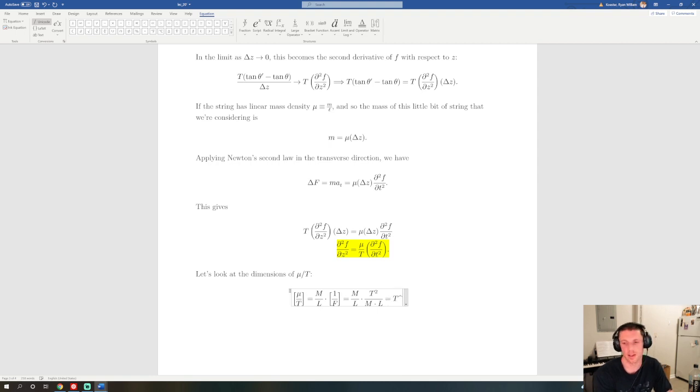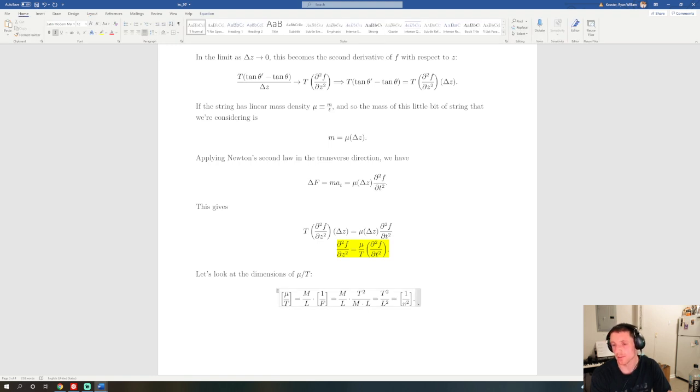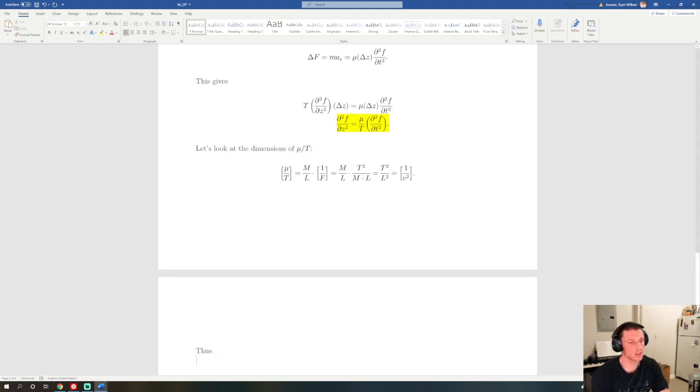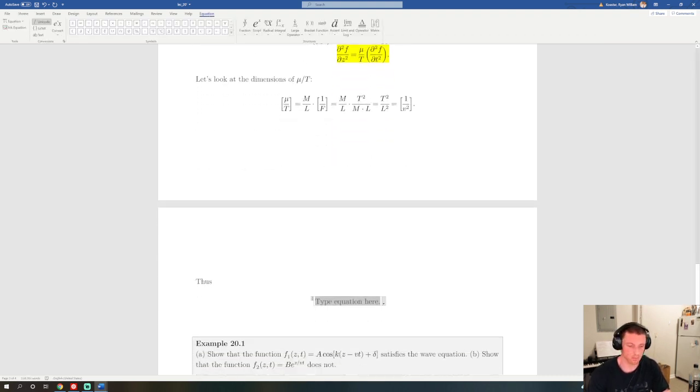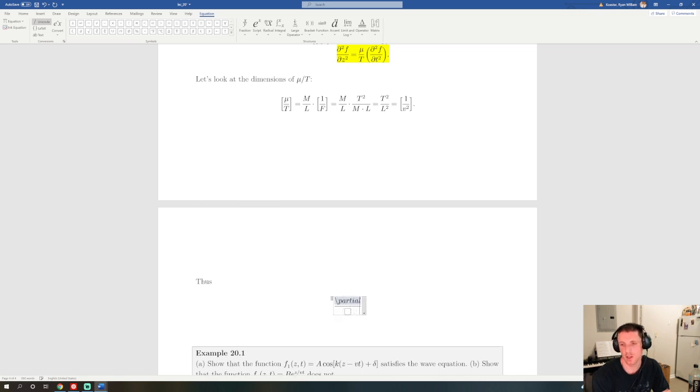And anyway, we find that once we cancel the m's, this works out to be a time squared over a length squared. But hey, this actually seems like it might be physically meaningful because these are just the dimensions of 1 over a speed or velocity squared, right? We'll say speed squared. So that means we can identify this term here with 1 over v squared, where v is the speed at which the wave is propagating. So let me say thus, and this is going to be very important. This is probably the most important result from this video here.